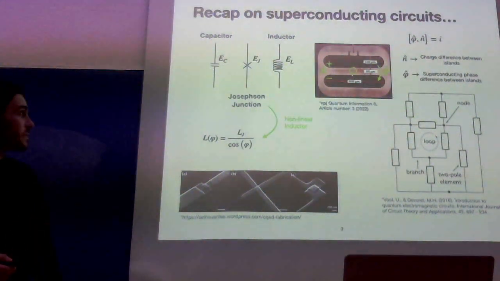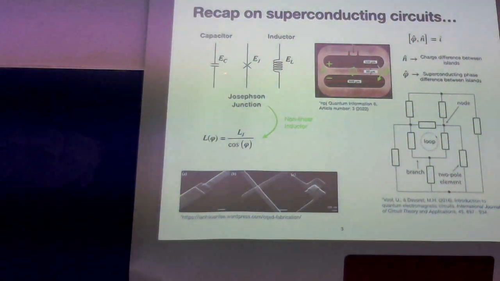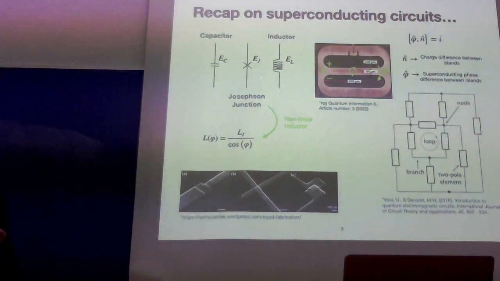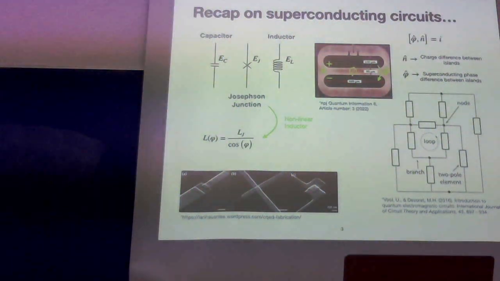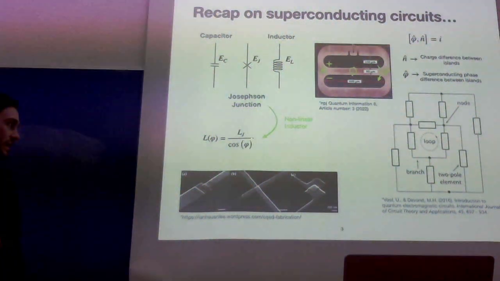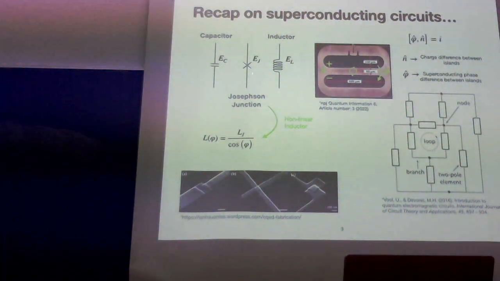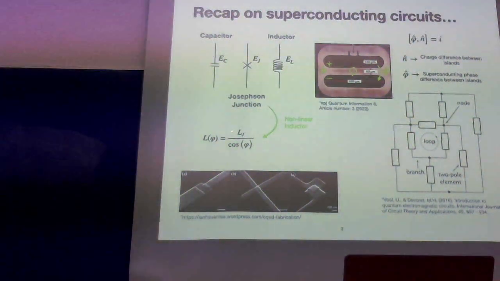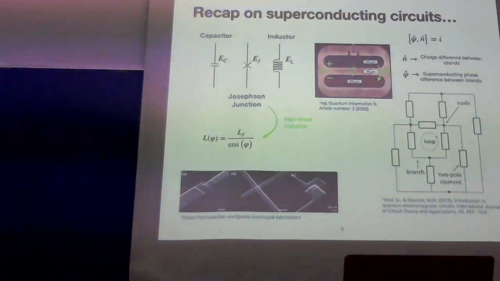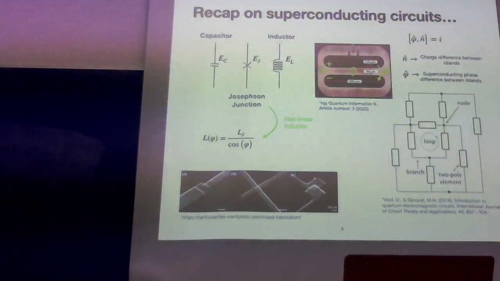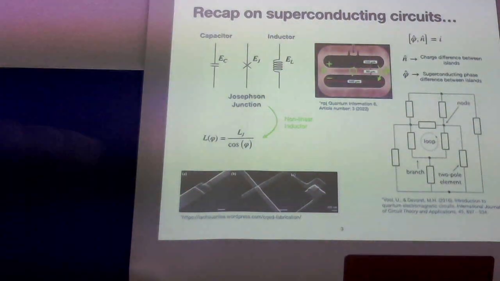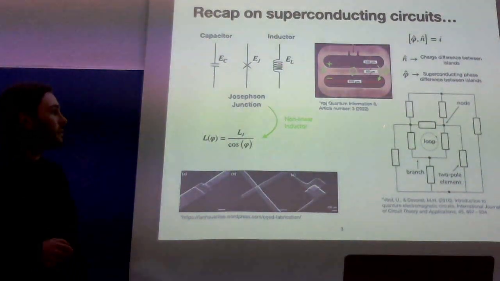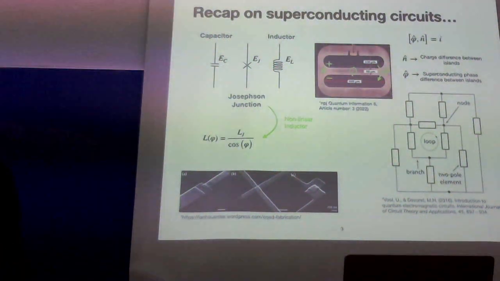As I mentioned, they are just regular circuits, so they have regular components from a regular electric circuit. We have capacitors, inductors, and then we have a special element, which is Josephson junctions, that are just non-linear inductances. They are inductances that depend on the superconducting phase between the superconducting islands. The expression is here. If you worry about the physical implementation, they're just two superconducting islands separated by a piece of dielectric.